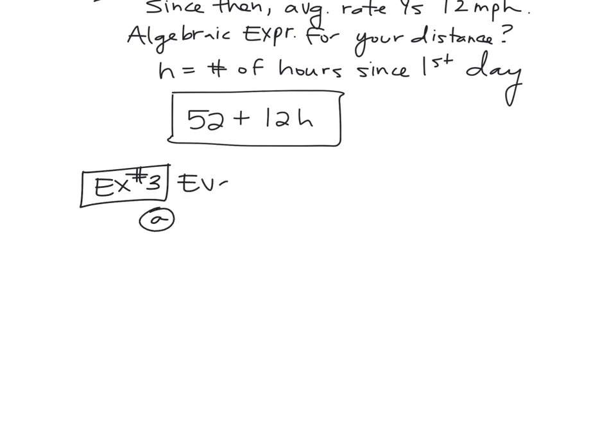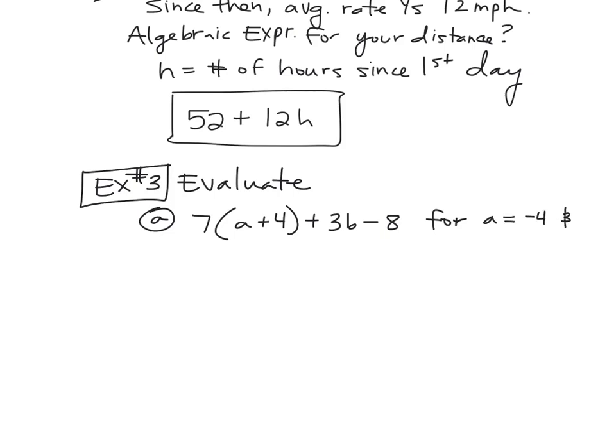So this is going to say evaluate. And for this first one, it's 7 times a plus 4 plus 3b minus 8. And they're going to say for the values, a equals -4 and b equals 5. Okay, so like I said, you're just plugging in numbers for the variable. So if a is -4, you're going to put a -4 here. B is 5, you're going to put a 5 there.